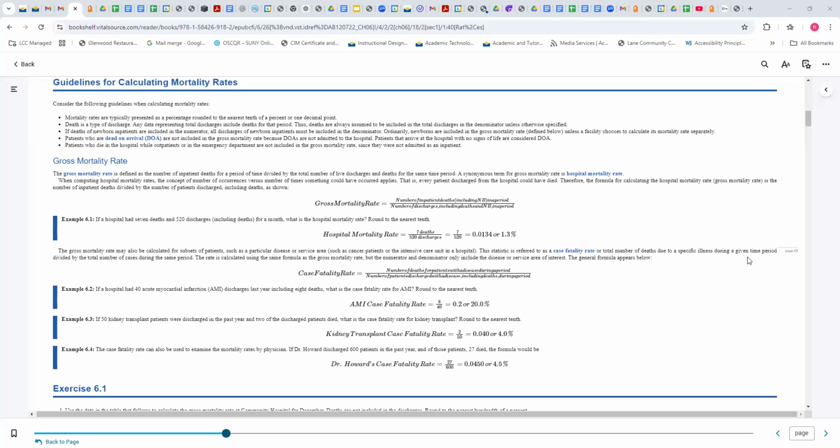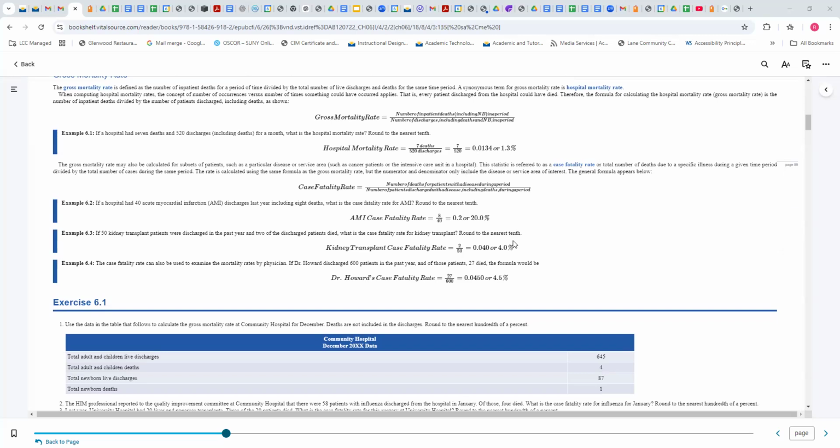And as you can see here, we have the gross mortality rate. This is the total number of inpatient deaths, including newborns, in a certain time period, which could be a year, a month, a quarter. And the denominator is going to be the number of discharges, including deaths and newborns, in that time period. And then we would round that to the nearest tenth and put it in percentages. So in this case, we have 7 deaths and 520 discharges. 7 divided by 520 is 0.0134, or 1.3%.